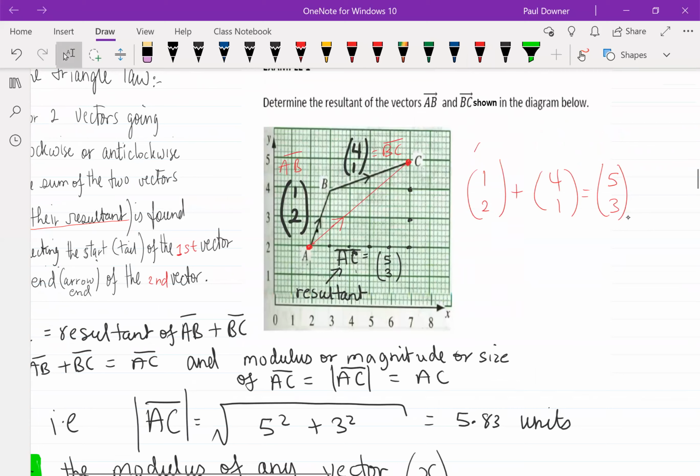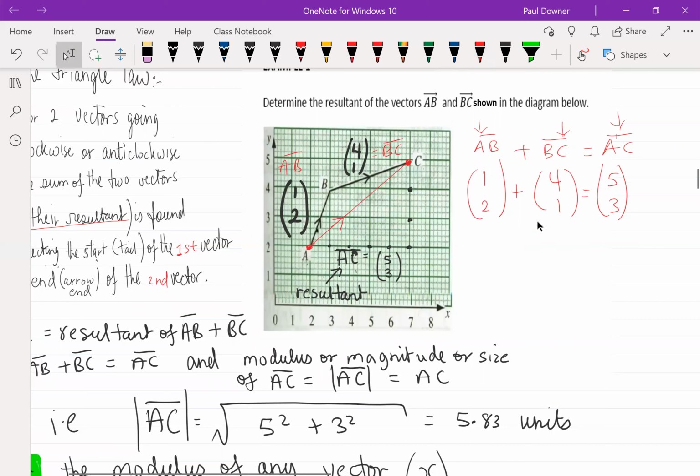So if I add vector AB plus vector BC, I will equal the resultant AC. In other words, I would have started at A and ended at C. So the resultant will be AC, which is this. So that's one way to do it, directly adding it like that.